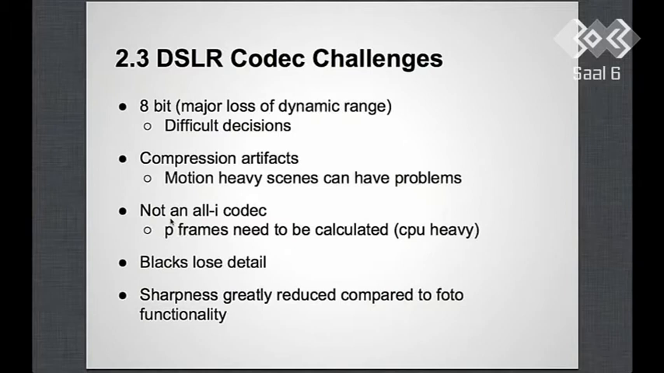What you want is an all-I codec, a codec where each image stands for itself. Also in post, because it can be very heavy for your computer if it has to calculate all those in-between frames from like 10 frames before. So when you're editing, you probably want to convert it before you edit it. And the black slows detail, I've talked about that. And sharpness can also be greatly reduced. So it really all sounds very, very dramatic.